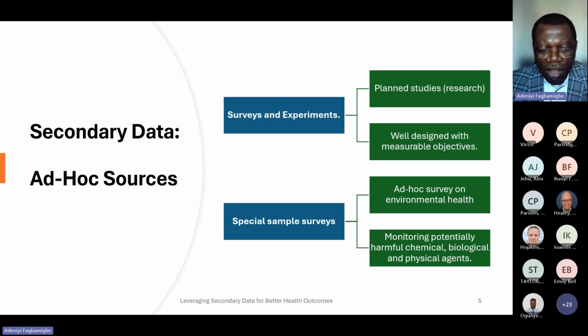And also, like I said, we have the ad hoc sources. These are the ones that are not usually collected day to day, but are typically planned for a particular purpose. They include surveys and experiments, planned studies, well designed with measurable objectives. We have special sample surveys. You can say the government wants to do a surveillance survey when there was a COVID-19 outbreak. It can be an ad hoc survey on environmental health, monitoring potentially harmful chemical and biological agents, and so on and so forth. So these are the broad sources of our data.